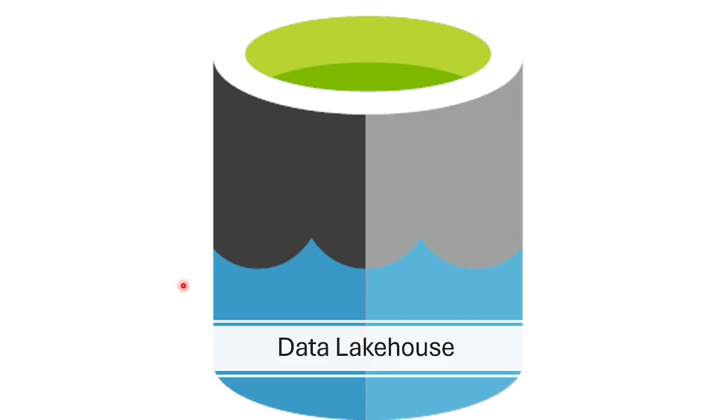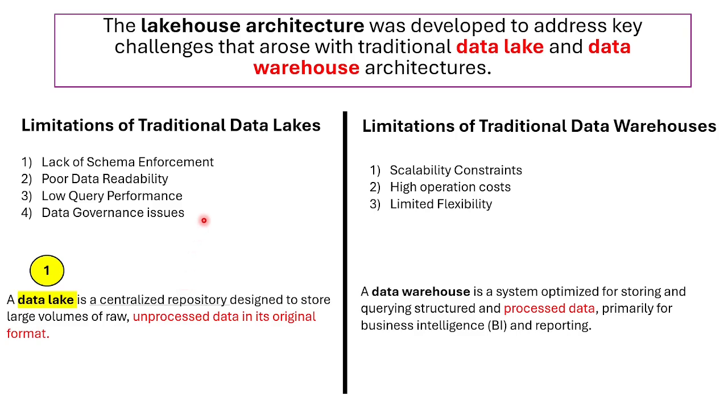So let's first of all understand what is a data lakehouse. The lakehouse architecture was developed to address key challenges that arose with traditional data lake and data warehouse architectures. There were two architectures. First of all, there was a data warehouse, and then to remove the inconsistencies with data warehouse came data lake, and then to remove the inconsistencies with data lake came the lakehouse architecture. Understanding all of these three architectures is what you need to make yourself more comfortable with Microsoft Fabric.